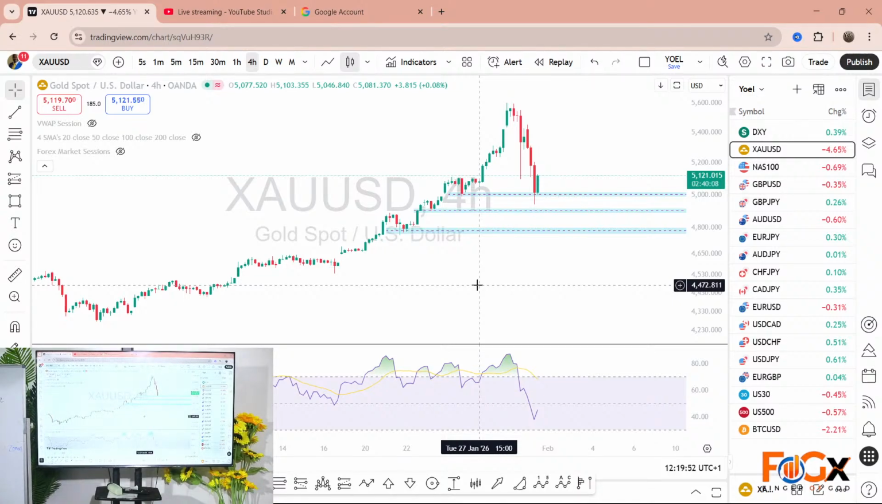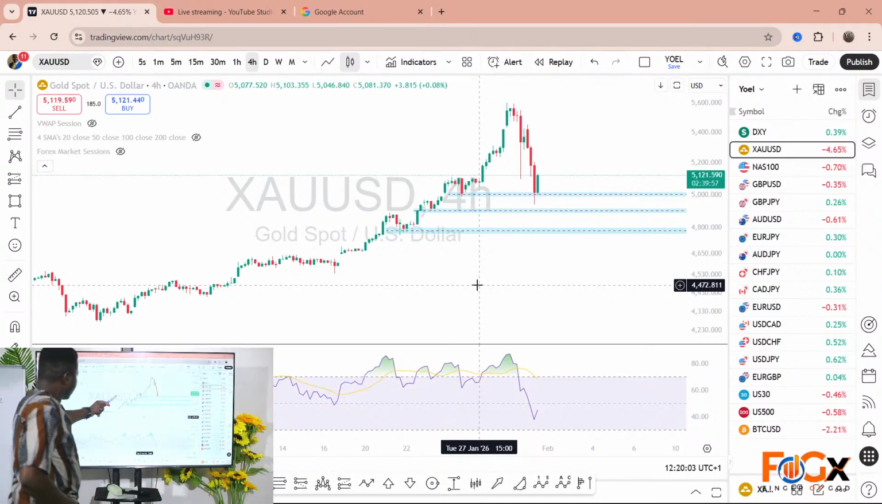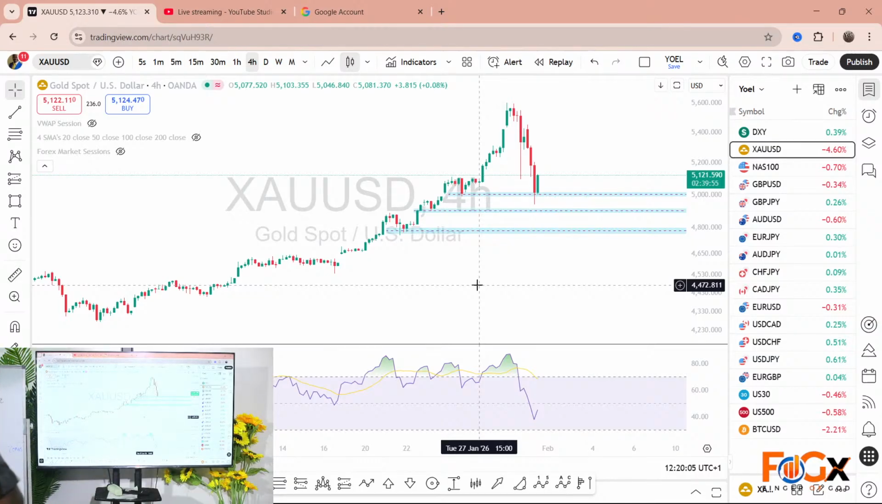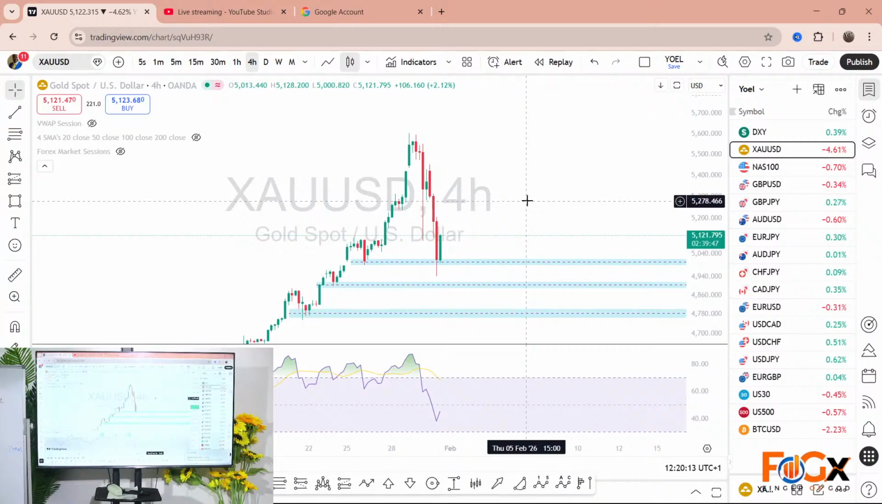Do we get it? Key zone. Key zone. Key zone. Yes, because if you look at the market very well, you see that's the area where price reacted from.